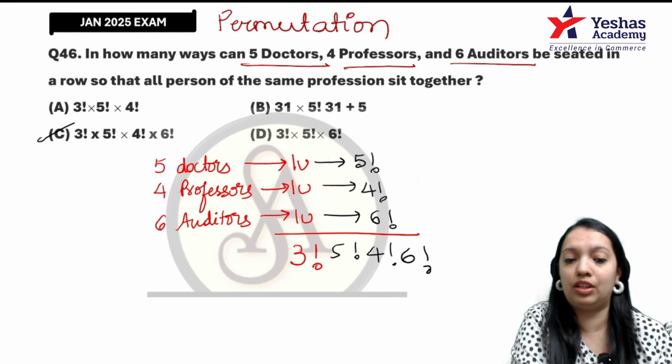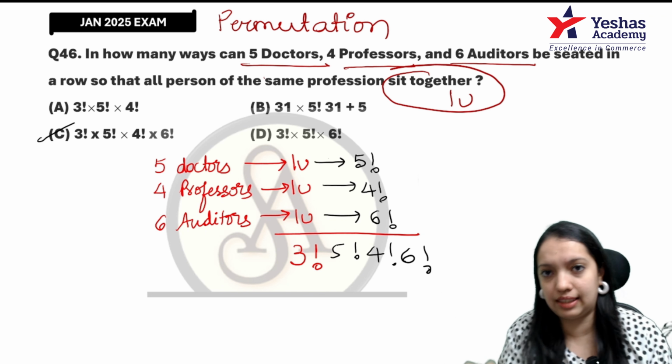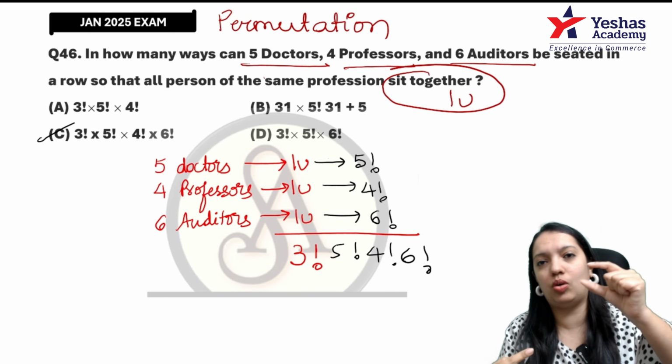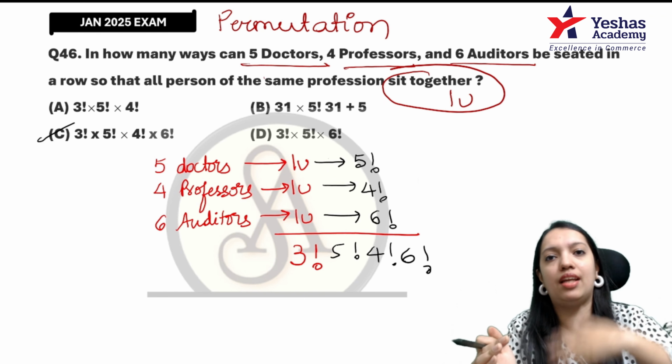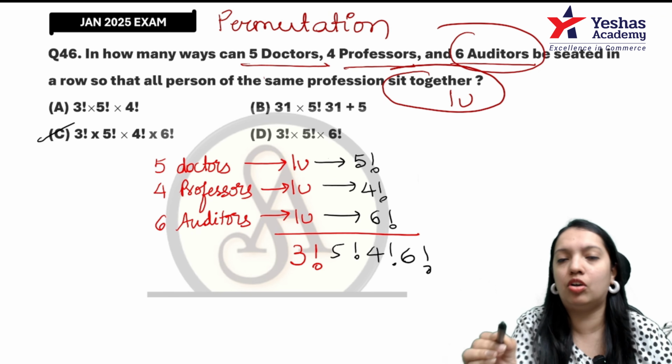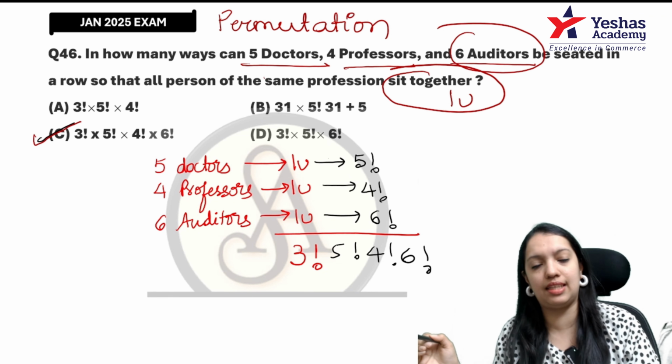You take them as 1 unit when they say that all of them are sitting together. Now inside the doctors, they can be arranged in 5 factorial. Inside the professors group, they can be rearranged in 4 factorial. And among the auditors group, they can be arranged in 6 factorial ways. So the correct answer is option C.